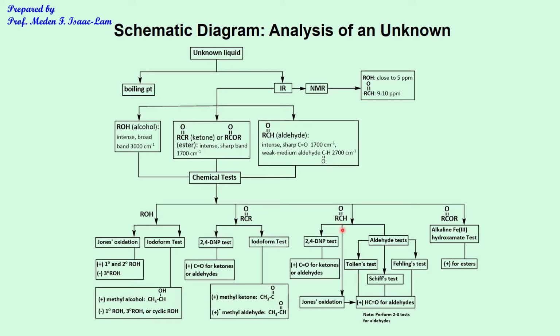If you have an aldehyde, there are several tests available. As you can see, this is the most reactive functional group for this unknown. First you can do a 2,4-DNP test to confirm C double bond O. Then you can also do Jones oxidation because the aldehyde will be oxidized by the Jones reagent and becomes a carboxylic acid. Three tests specific for aldehydes would be Tollens, Schiff's, and Fehling's test. Those would be positive. For the ester, there's only one test, which is the alkaline iron(III) hydroxamate test.